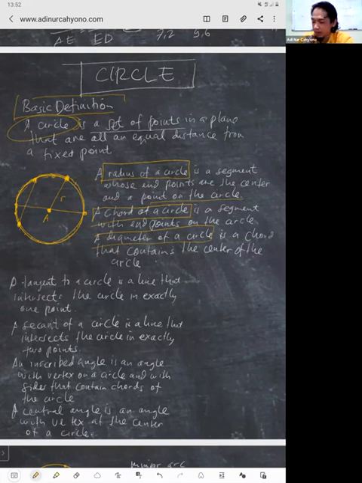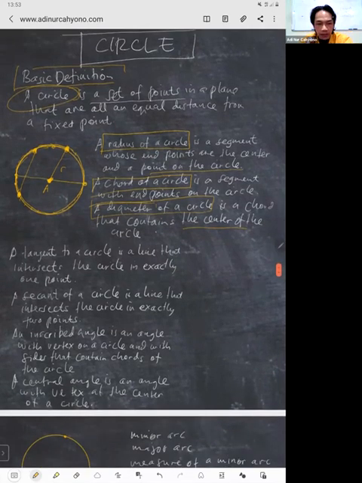Jadi muncul lebih awal itu bukan diameternya tapi tali busurnya dulu. A special chord that contains the center of the circle is the diameter. Diameter itu tali busur yang melewati pusat lingkaran. Jadi diameter itu adalah tali busur. This is the definition: the diameter is a chord that contains the center of the circle.